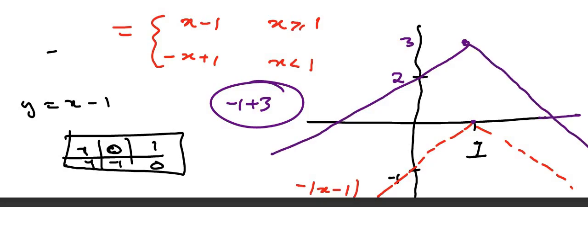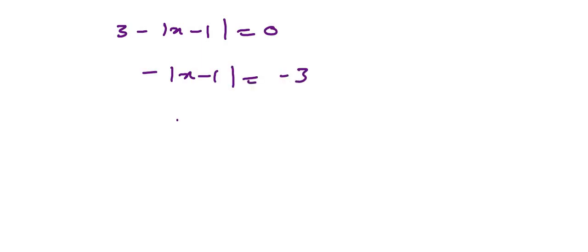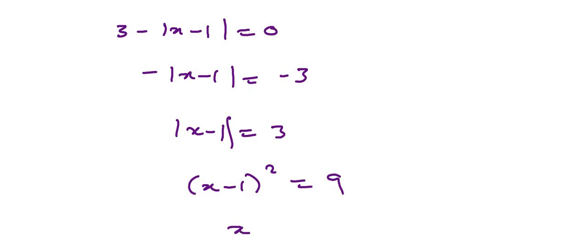So our last task is to find out where we are touching the x-axis at these 2 particular points. Now we're going to solve the whole thing, equate everything to 0. We're saying 3 minus modulus of x minus 1 should be equal to 0. Negative modulus of x minus 1 should be equal to negative 3. The negatives cancel. This just gives us a 3. We can square both sides now. This gives us a 9, so x minus 1 is plus or minus 3, right?